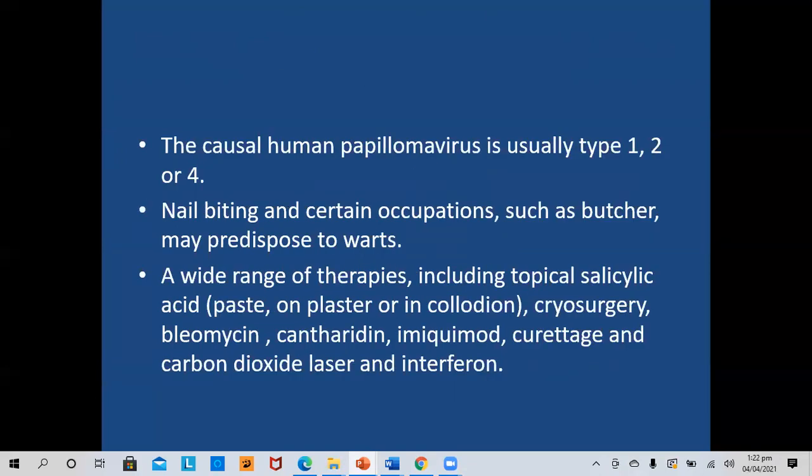The viruses are human papilloma virus 1, 2, and 4. Nail biting and occupations such as butchers may predispose to warts. There is a wide range of available therapies that include topical salicylic acid paste or plaster in colloidal base, cryosurgery, bleomycin, cantharidin, imiquimod, curettage, carbon dioxide laser and interferon.